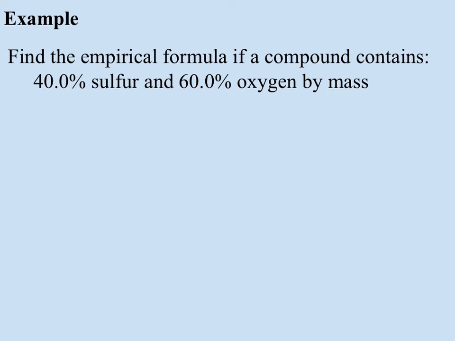It says, find the empirical formula if a compound contains 40% sulfur and 60% oxygen by mass. So step 1 is change these into molar amounts. I'm going to think of my percents as grams, so 40 grams of sulfur. If I want to change grams to moles, I put moles on top, grams on the bottom.